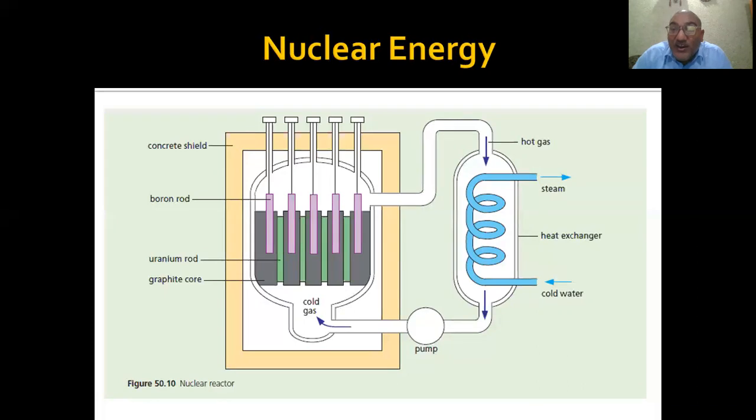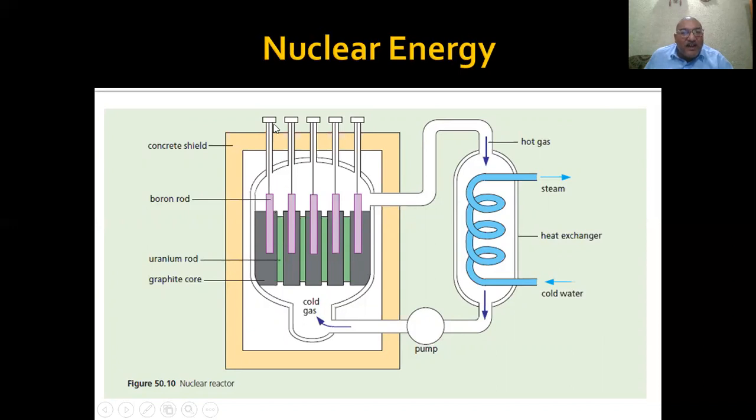And if you can control it, you can use it to produce electricity, you can use it for good purposes. For that purpose, you can see in the green color, these are the uranium rods. The uranium rods are basically the fuel for the nuclear reactor. And this gray color thing is graphite. Between each rod, we have graphite.